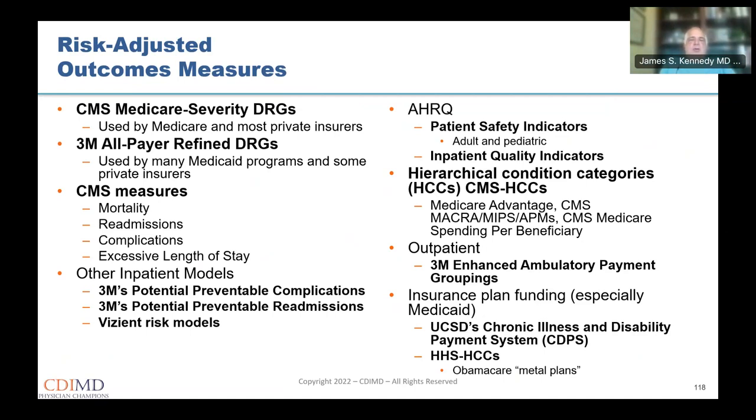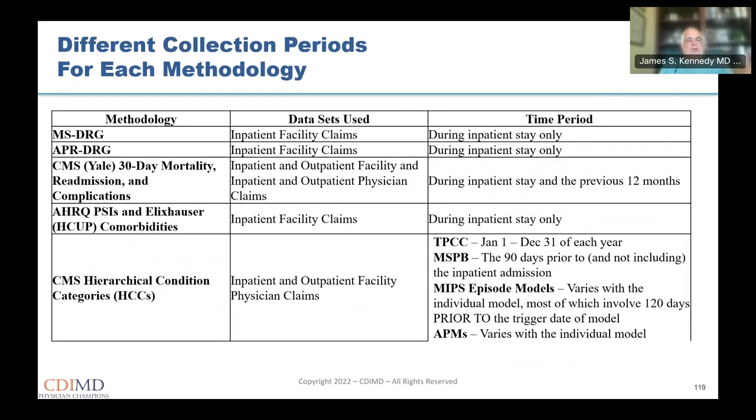Patient safety indicators, inpatient quality indicators, hierarchical condition categories are becoming more and more important, particularly with physician-led organizations. Outpatient funding, insurance plan funding, so on and so forth. Just so many. And also, this isn't just inpatient facility claims. DRGs certainly use the inpatient claims, but many of the quality measures use outpatient claims as well as inpatient claims. So your work in the outpatient environment is going to be important because they're symbiotic, bidirectional, and mutually enhancing in order to get all of these models. And so trying to develop systems that do this right to start with is something that you will likely grow into.